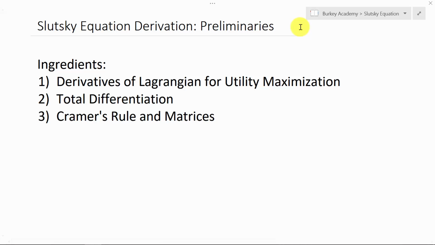I'm going to do this, but in this video I'm just going to hit some preliminary things that we need to have in our mind before we try to go through this. In particular, the three ingredients are how to set up a Lagrangian and take the derivatives for a general case, a general utility function; what total differentiation is all about; and then Cramer's rule and working with matrices and determinants. I'm going to go through these preliminaries in this video.